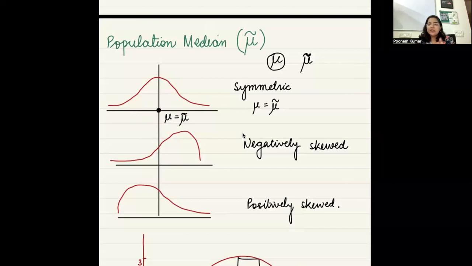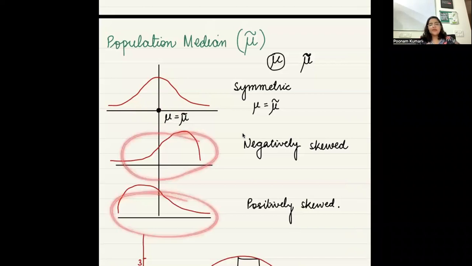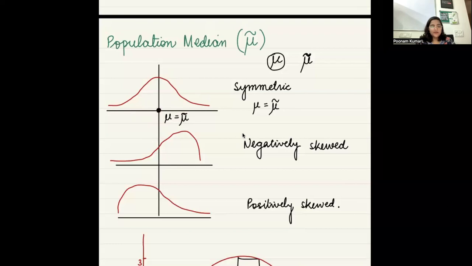Now you tell me what the relationship is going to be in this case. For the second place, negatively skewed, where is the mean and where is the median? Is mean greater than median or is mean less than median? That is the question.